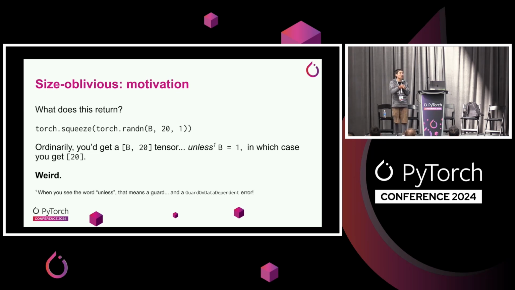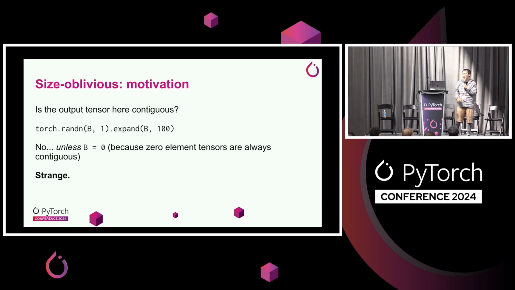Probably if you were writing this code and you use squeeze on it, this would actually probably be a bug. And the way you would fix this bug is to tell squeeze exactly which dimension you wanted to get rid of, so you wouldn't accidentally chop off the batch dimension when it was 1. Okay, so something weird here.